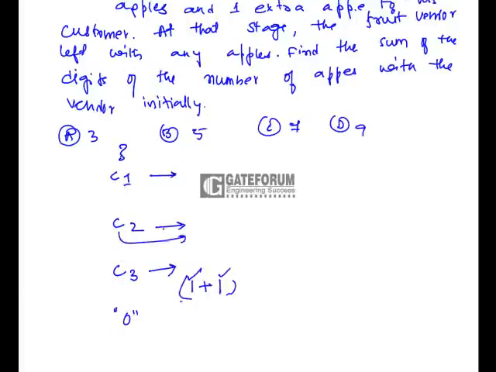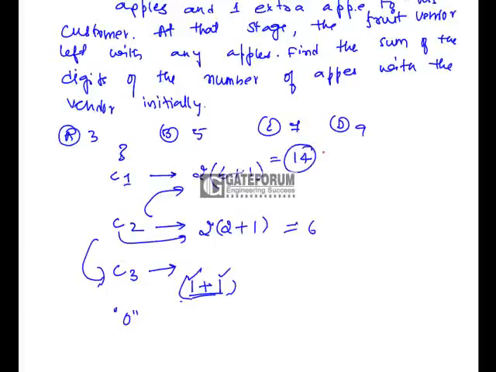So after the second stage, what does he do? He has given half the apples here, which means he must have had double the apples. That is double of this 2 plus 1 extra apple, which is 6. Now in the previous stage, he might have had double the apples of 6 plus 1, so totally 14. So initially he might have had 15 apples, and the sum of the digits is 5. So the answer is B.